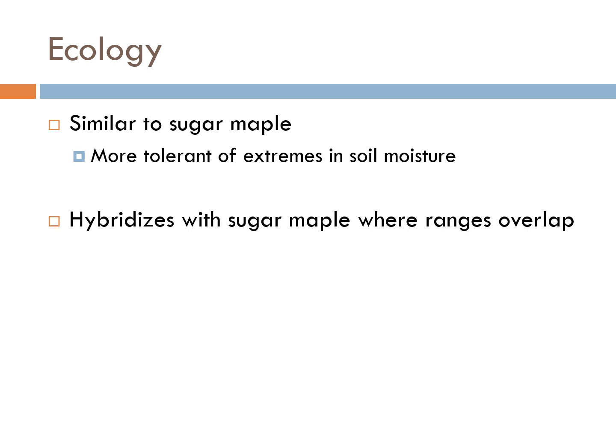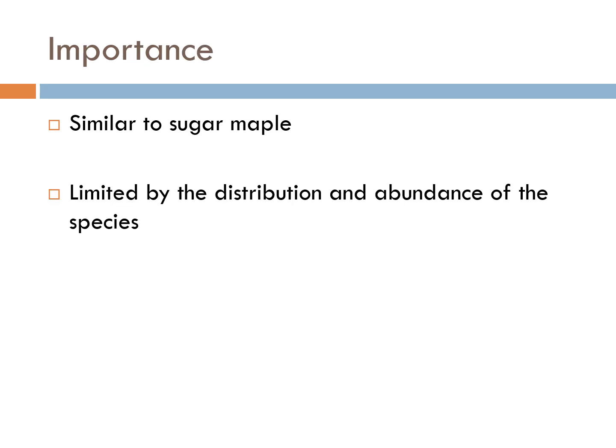It is relatively similar to sugar maple in where it grows, although it will grow in slightly drier and slightly wetter sites. And it does hybridize with sugar maple where the ranges overlap. Its economic importance is similar to sugar maple.